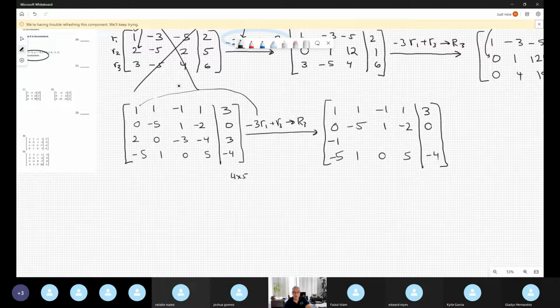Where does the negative 1 come from? Let me try to understand better. Negative 3 times 1 is negative 3, negative 3 plus 2 is negative 1. Negative 3 times 1 is negative 3 again, so negative 3 plus 0 is negative 3. Okay, now negative 3 times negative 1 is positive 3, and positive 3 and negative 3 is 0.